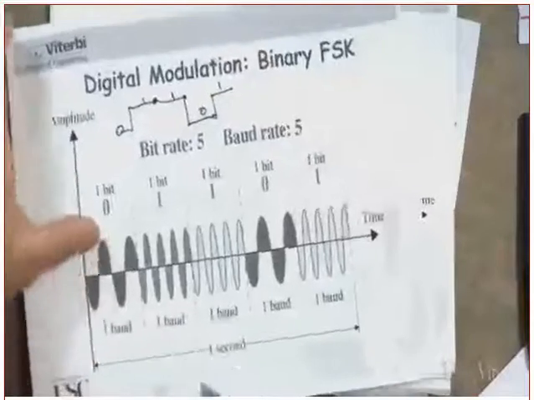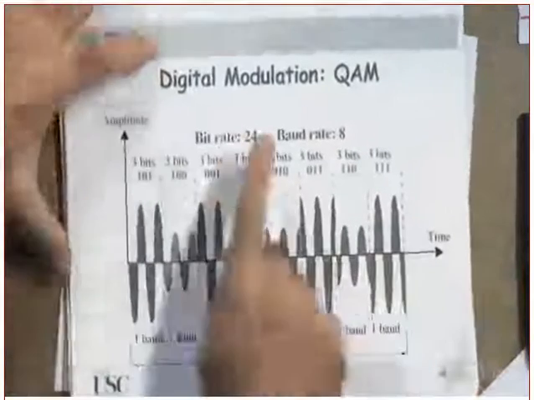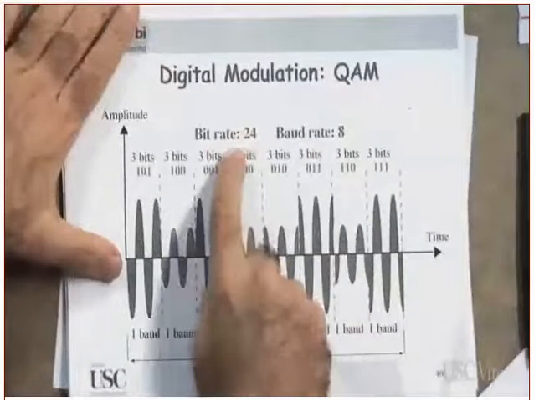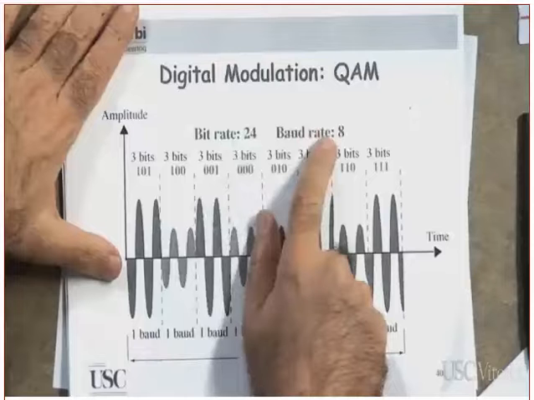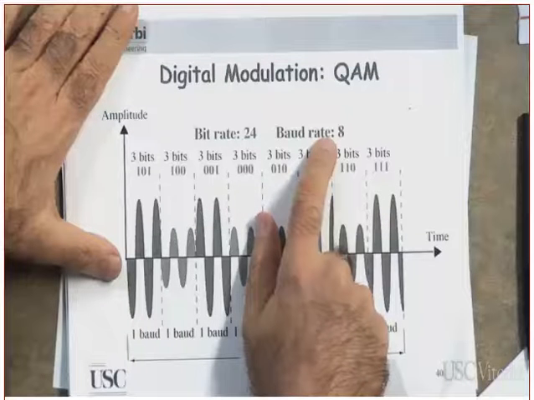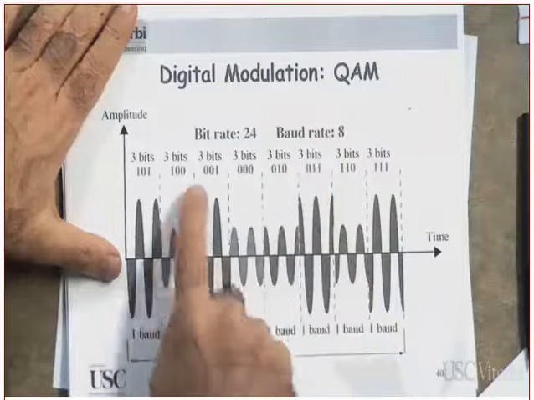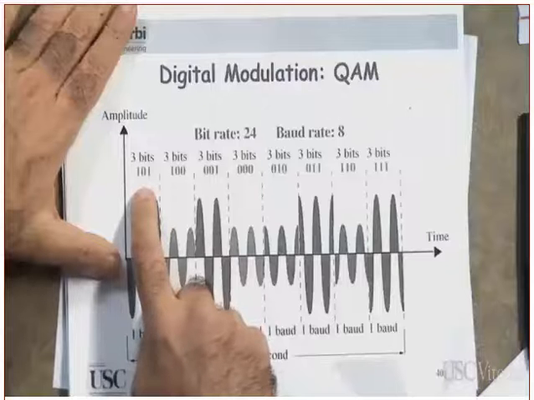Question quickly. First of all, look at the bit rate and look at the baud rate. Bit rate is 24. Baud rate is what? 8. Which means how many K? What is K? K is equal to 3. Which means how many bits per symbol? 3 bits per symbol. Clear?